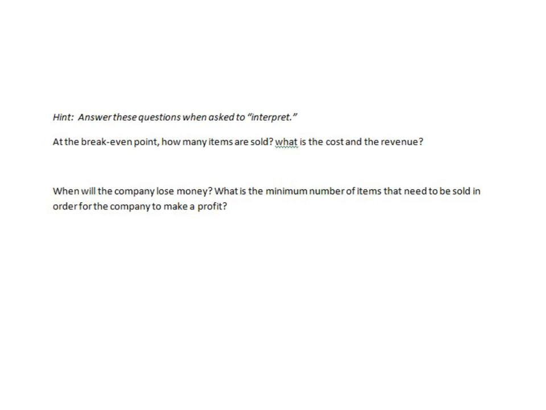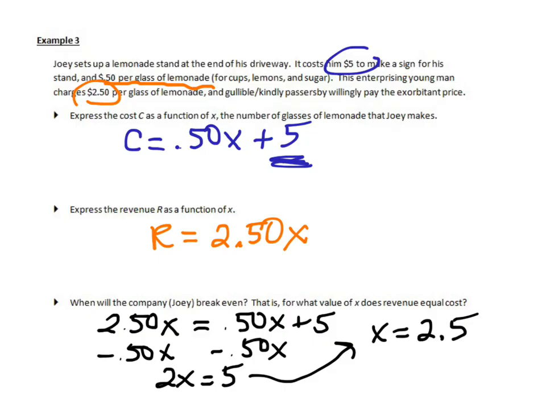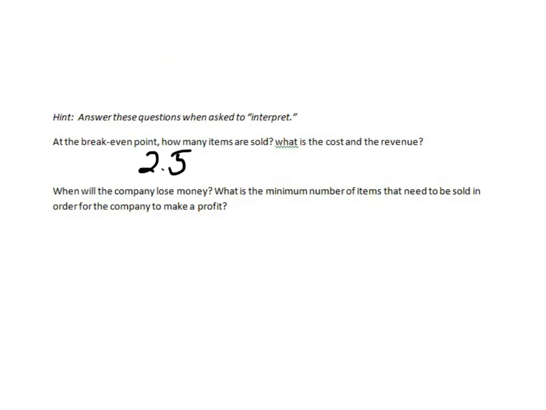All right, so at the break-even point, how many items are sold? That would be 2.5, and then the cost and the revenue at that point. So we do need to figure this out. So let's do revenue. All right, revenue was 2.5x. So 2.5 times 2.5. And that gives us 6.25.